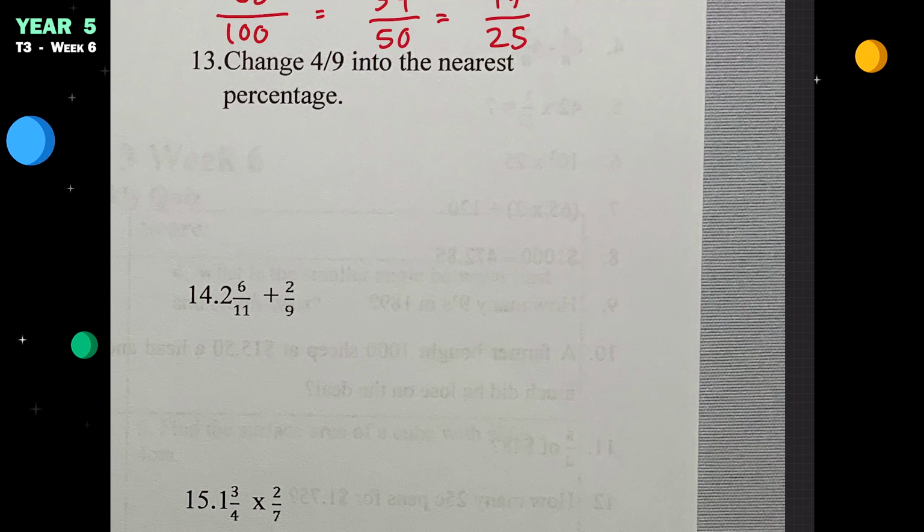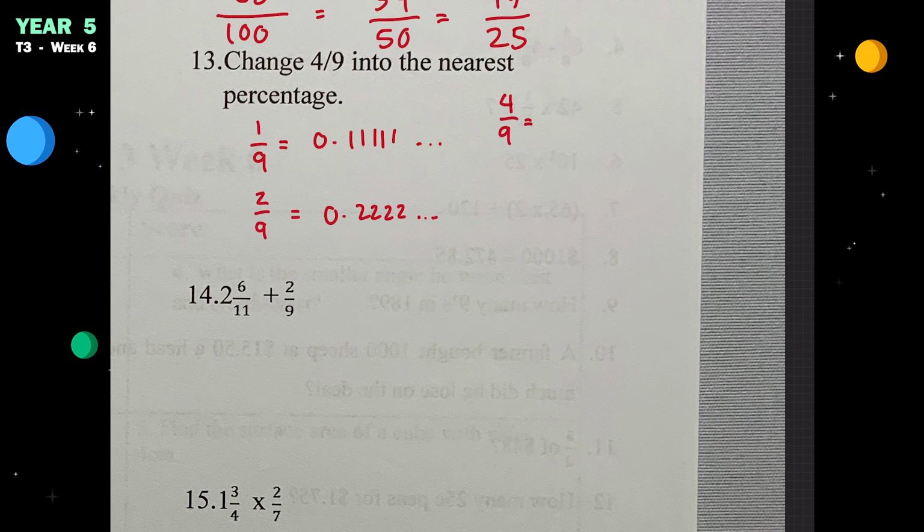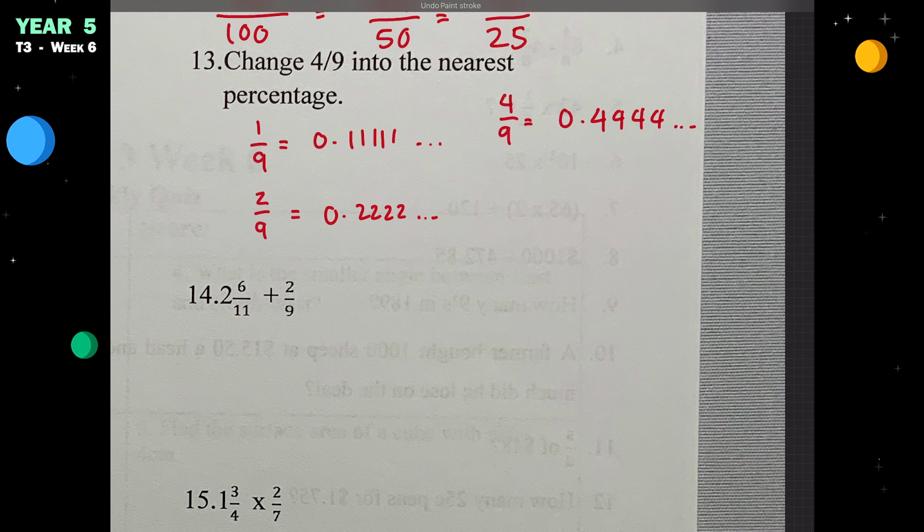Anyway, change 4 over 9 to the nearest percentage. We know that 1 over 9 is equal to 0.11111, forever repeating. 2 over 9 is equal to obviously 0.22222, forever repeating. So therefore 4 over 9 must equal 0.4444 forever repeating.